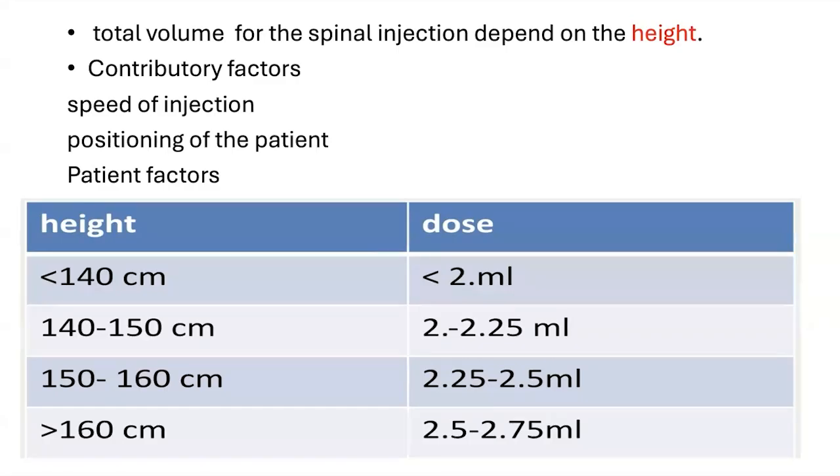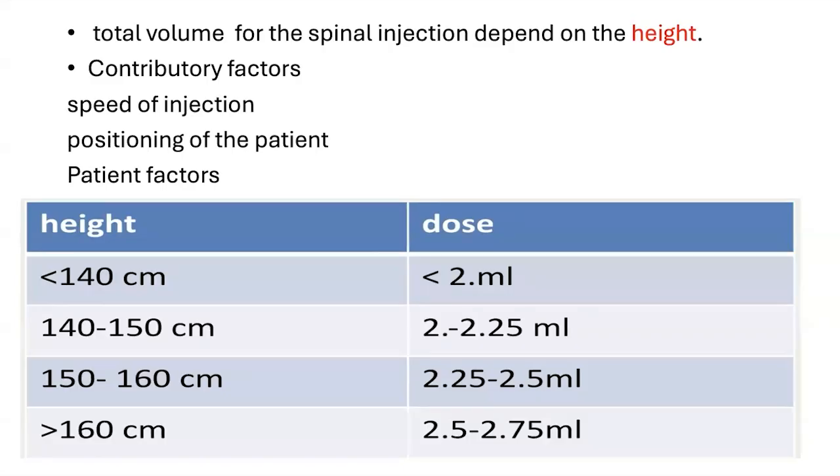There are other contributory factors that can affect the level. Speed of injection: if we inject slowly, the rise of the level will be slow as well, and the level can be low. Then positioning the patient.